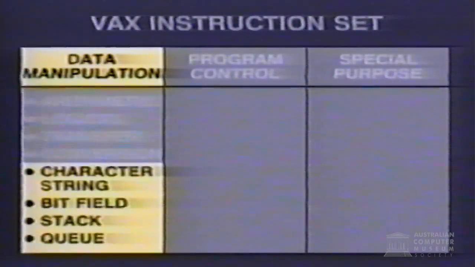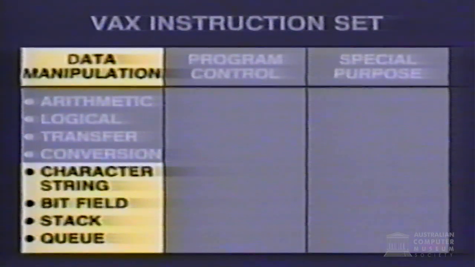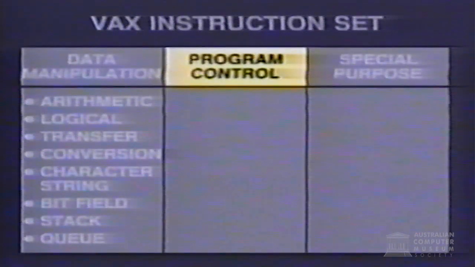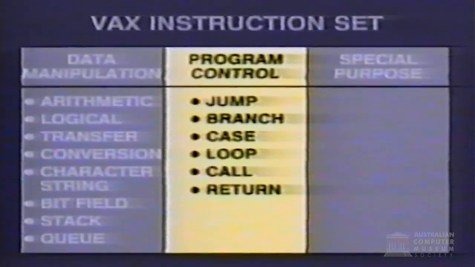There are also instructions that operate on particular data types and structures, such as character strings, bit fields, stacks, and queues. The second category of instructions has to do with program control. These instructions generally do not operate on data. Rather, they alter the flow of program execution by changing the value of the program counter. Program control operations include jump, branch, case, loop, call, and return.